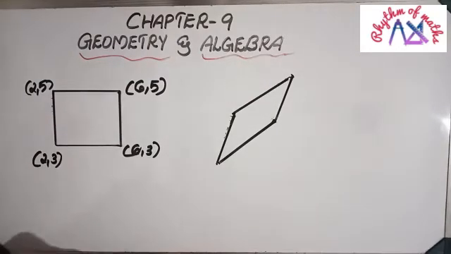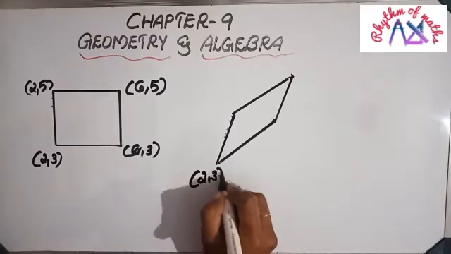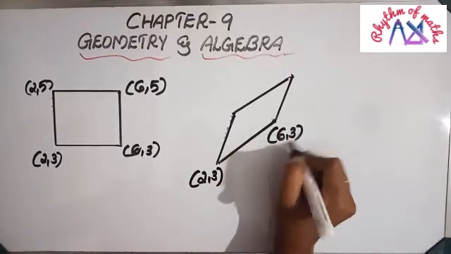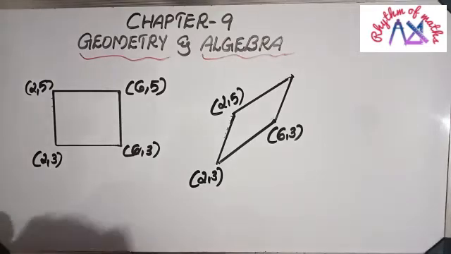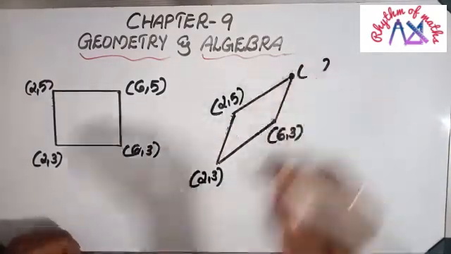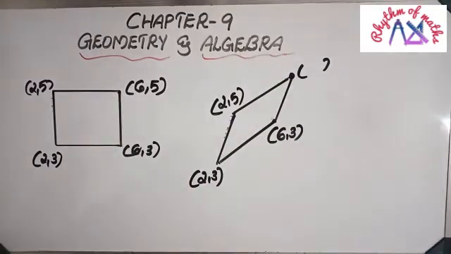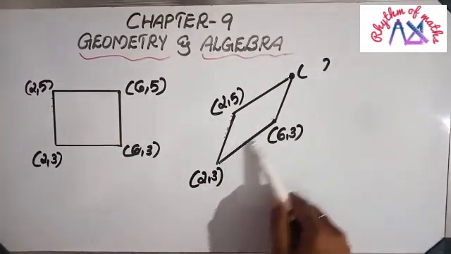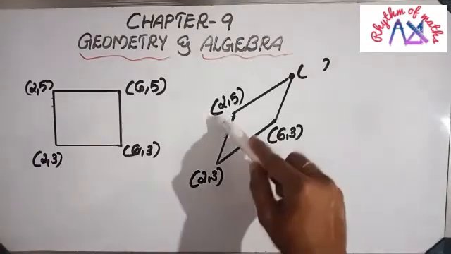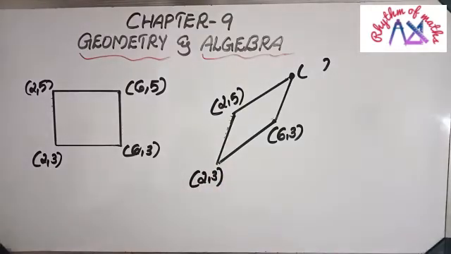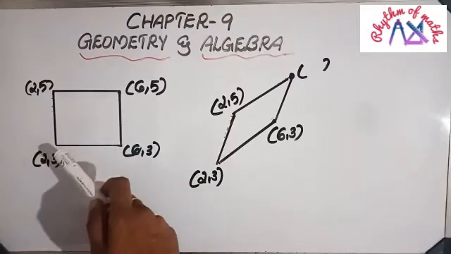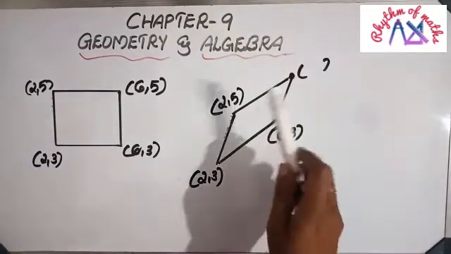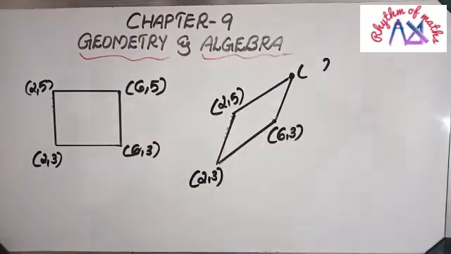Suppose in this parallelogram, this coordinate is 2, 3, then this one is 6, 3, then this one is 2, 5. Then how will we find this point? We want to find the coordinate at this point. But this line is not parallel to the x-axis or y-axis, similarly this line is not parallel to the x-axis or y-axis. That means this rule we can't apply here. In the rectangle we can apply the parallel rule because all the lines are parallel to the x-axis or y-axis, but here the lines are parallel to each other, not to the axes.